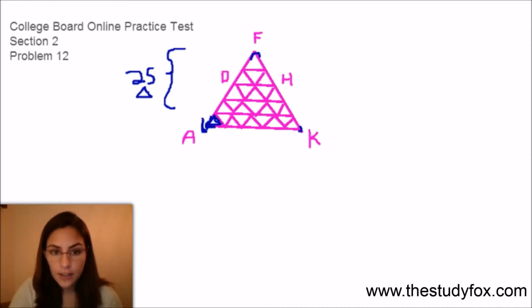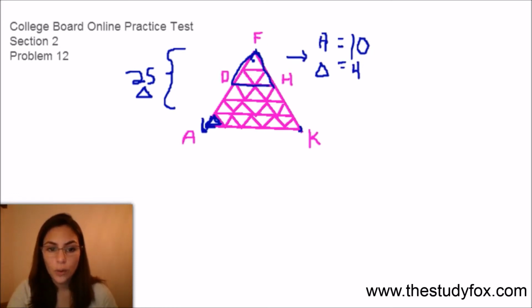The area of DFH, so let's mark DFH. It's this triangle here, is 10. Okay, so we know area equals 10. But what else do we know? We know that it has 4 small triangles, which we can see from the picture. So I'm going to write triangle equals 4.